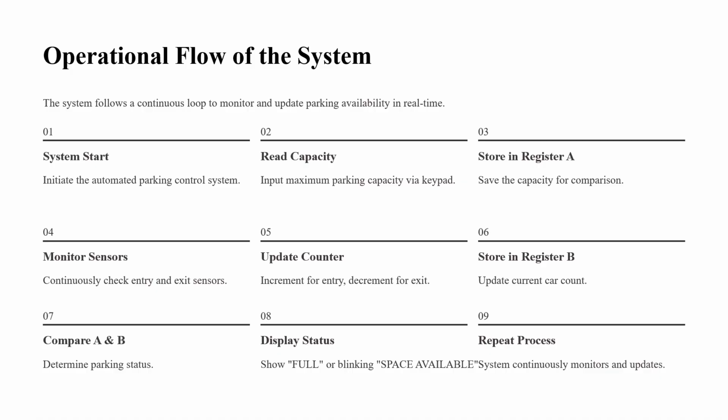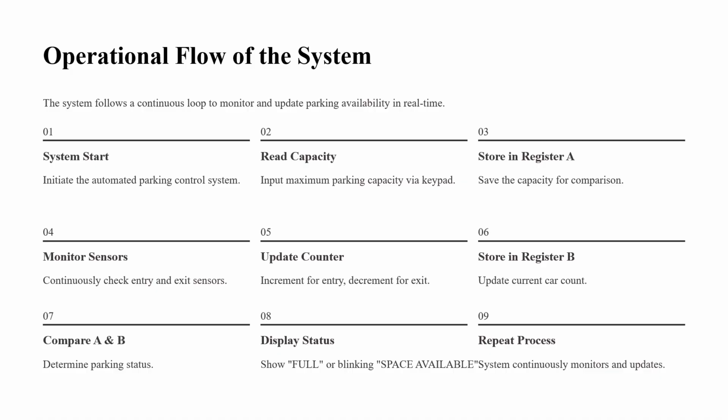System operational flow. First, the system starts, then it reads the capacity and stores it in register A. The sensor detects the cars that entry or exit. The counter increases for entry and decreases for exit. Register B stores the current car count.